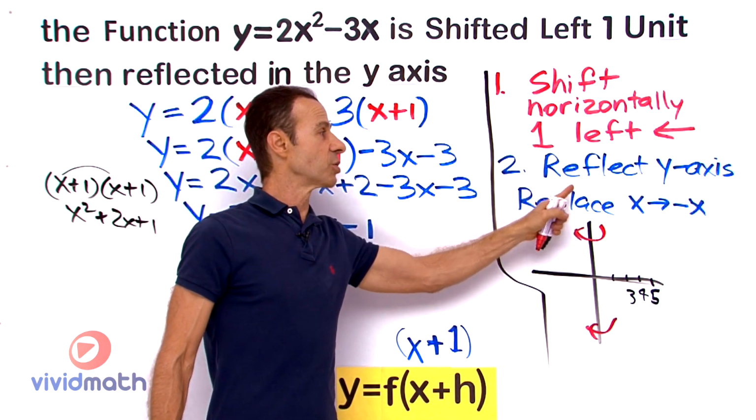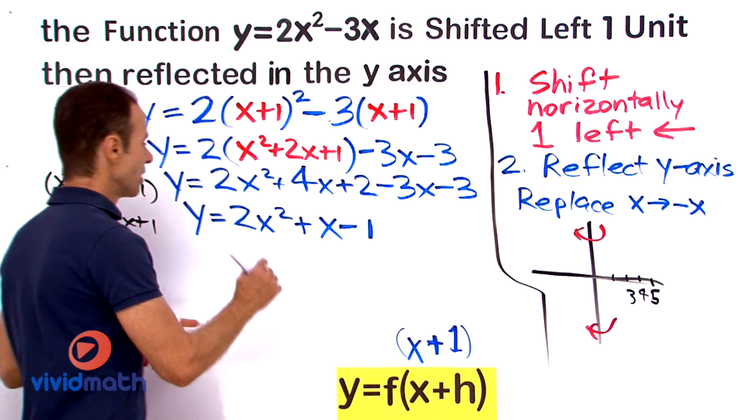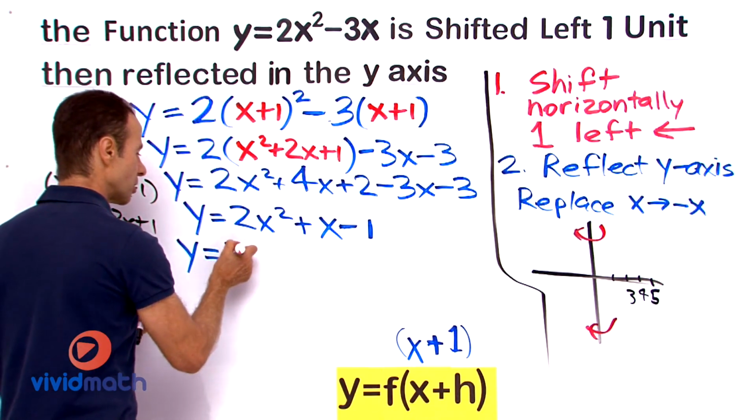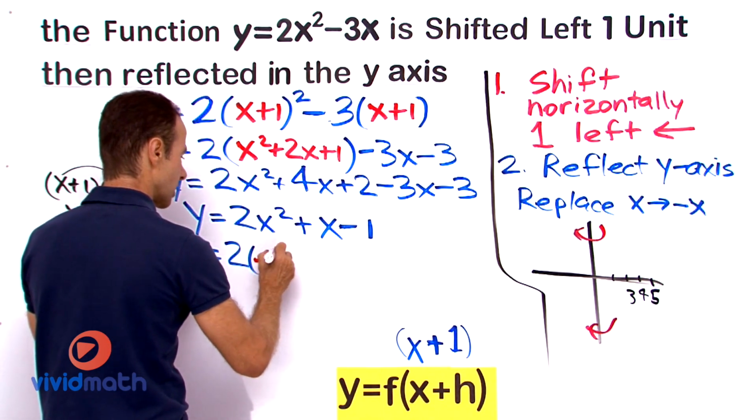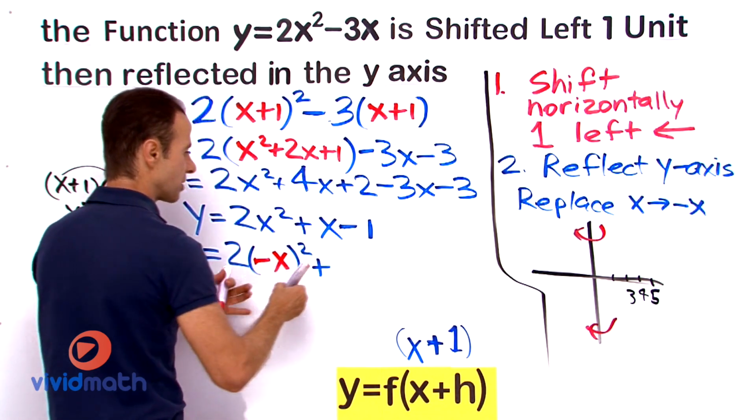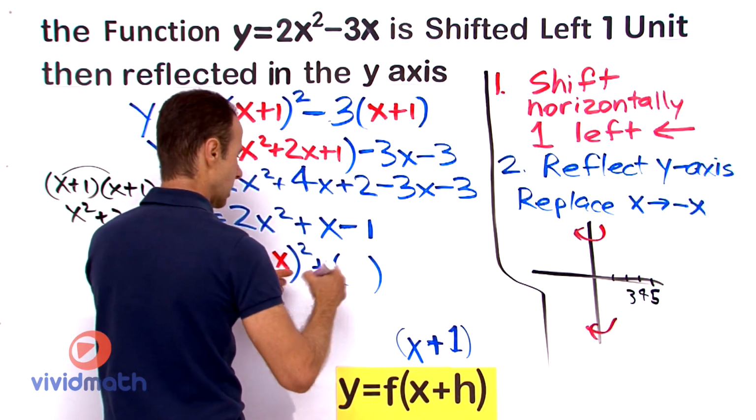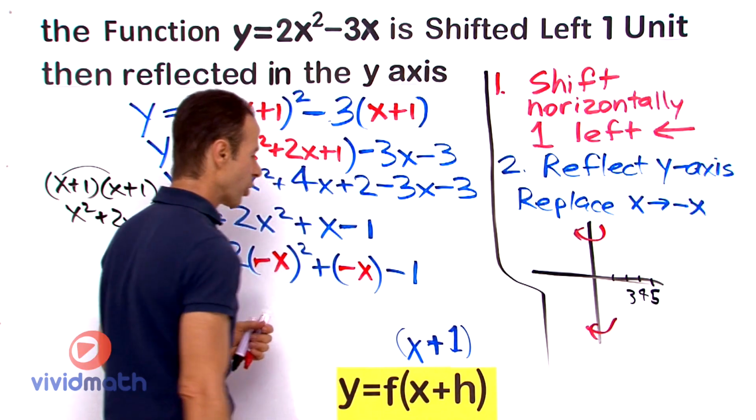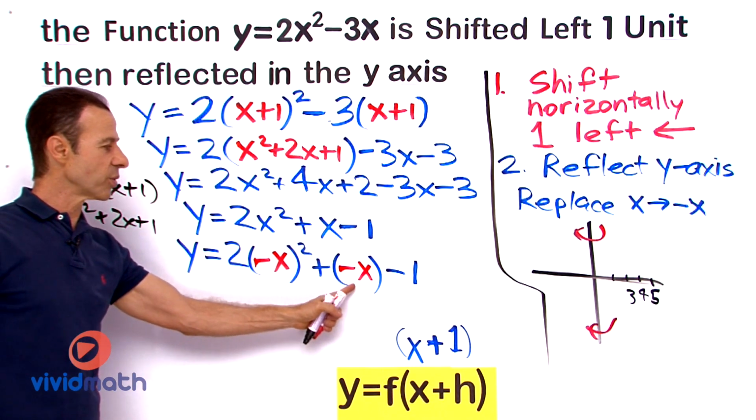The next step is to reflect it in the y-axis. And as I said before, we're going to replace x for negative x. So see that x? That becomes a negative x. So now we become y equals 2, and that's going to be negative x all squared plus negative x minus 1. So what have we done? We've just replaced the x's with negative x's.